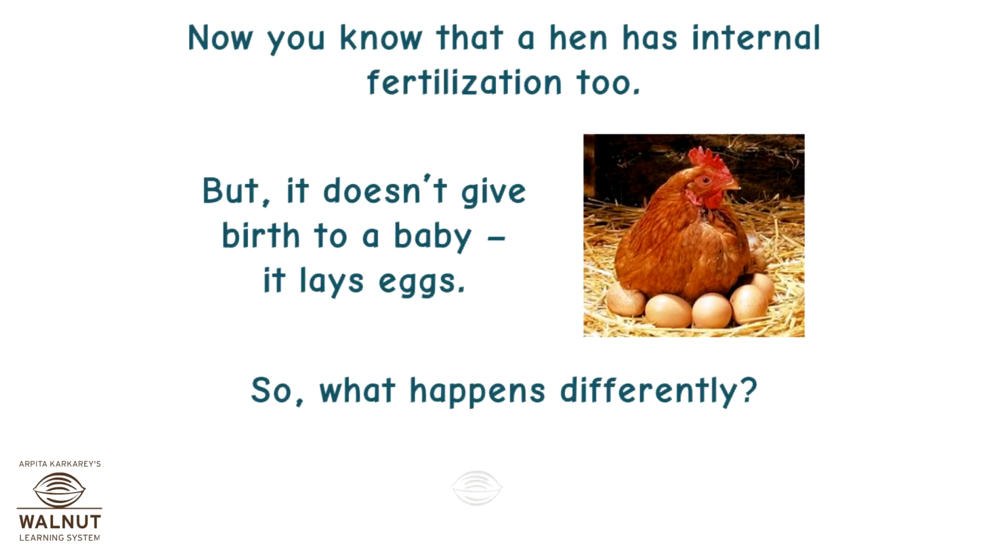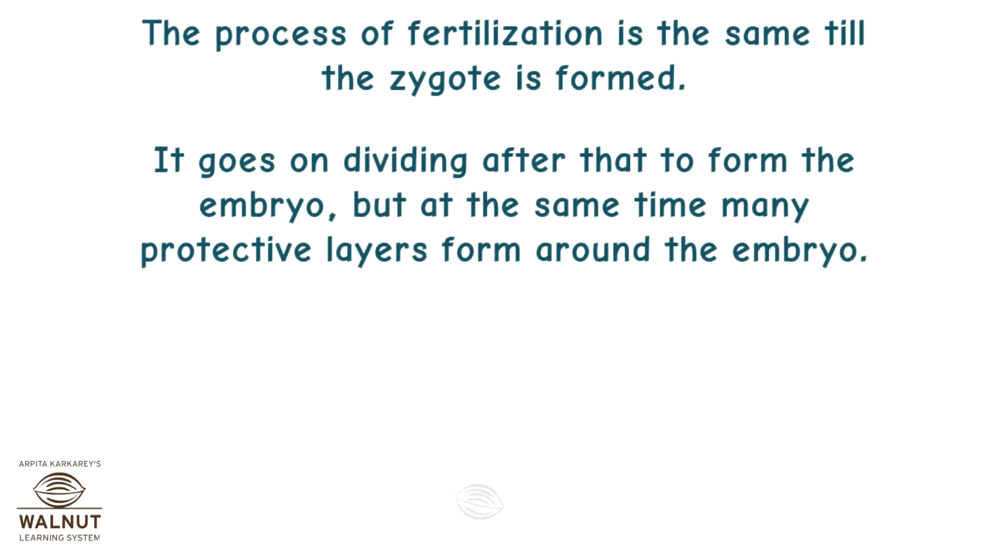Laying eggs. Now you know that a hen has internal fertilization too, but it doesn't give birth to a baby. It lays eggs. So, what happens differently? The process of fertilization is the same till the zygote is formed. It goes on dividing after that to form the embryo.